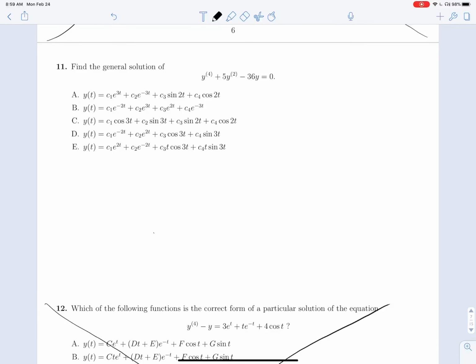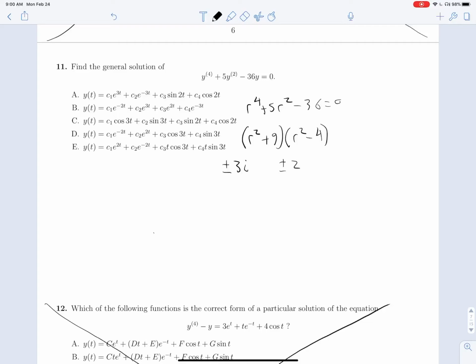Question 11. Let's find the general solution for this differential equation here. We can make a characteristic equation: r to the 4th plus 5r squared minus 36 is equal to 0. This is the same thing as r squared plus 9 times r squared minus 4. And so these roots are going to be plus or minus 3i and plus or minus 2.